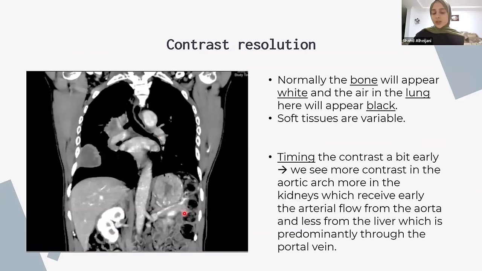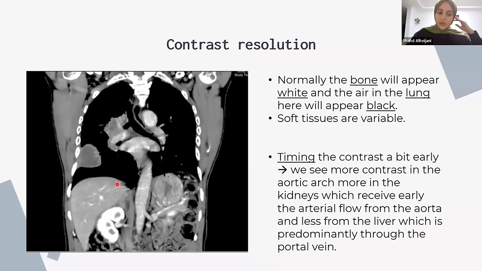But for contrast resolution, we said the contrast is the changes in the shades of gray. So bone will normally appear white, and the lung will appear black. So this is the lung, and here you have the ribs, so you can see them as white. Here you have the different organs. Soft tissues will be variable. Soft tissues will be between the black and the white, so not either extreme. So it will be variable shades of gray.